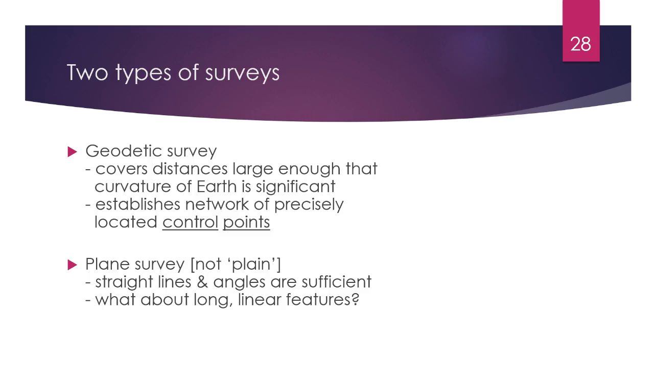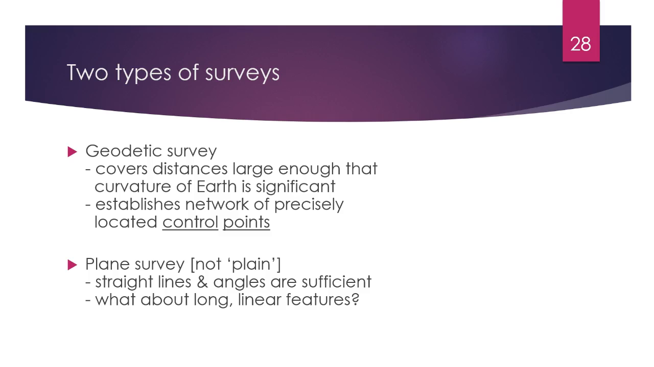There's two different types of surveys. There's geodetic surveys, and when we talk about geodetic surveys, it takes into account that the Earth is obviously round. We work off of a network of control points, which we'll talk about in a little bit, but when you do geodetic surveying, you take into account the curvature of the Earth.